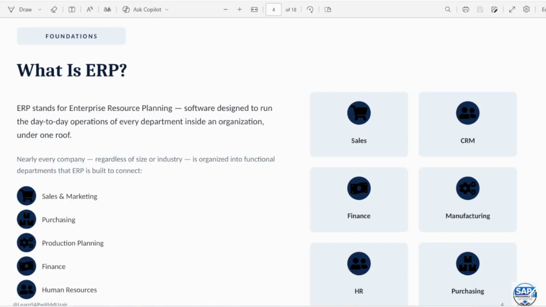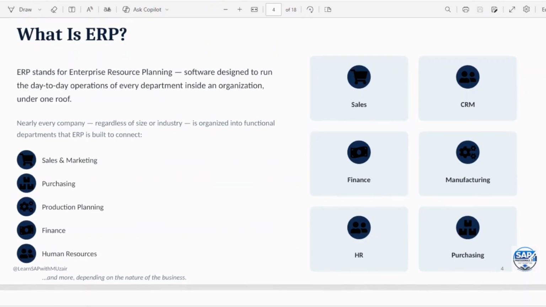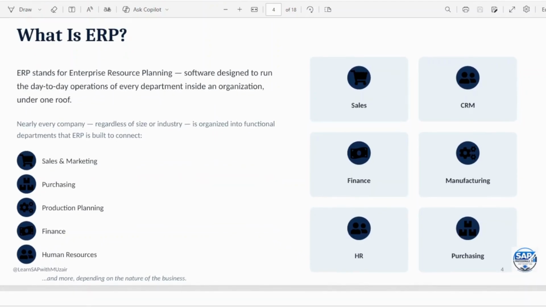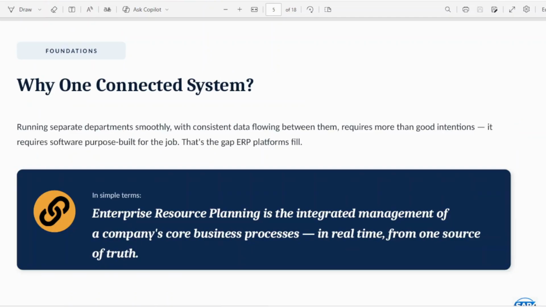Nearly every company, regardless of size or industry, is organized into functional departments that ERP is built to connect. The departments that especially need to be connected are sales, marketing, purchasing, production planning, finance, human resources, quality assurance, plant maintenance, and there are a lot of other modules also. The next thing is why we need a connected system. Running separate departments smoothly with consistent data flowing between them requires more than good intentions. It requires software purpose-built for the job for every department.